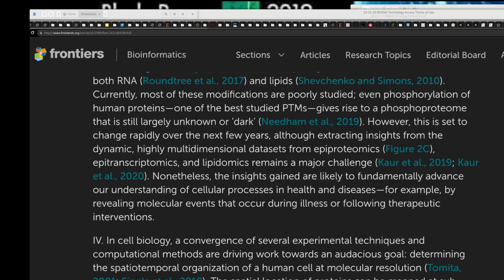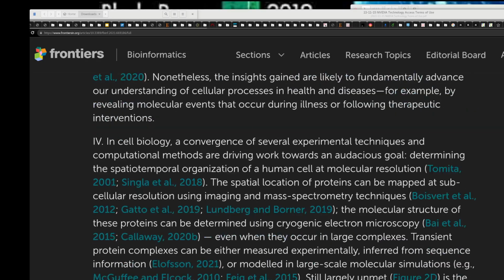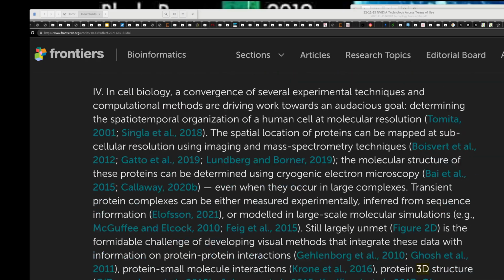Nonetheless, the insights gained are likely to fundamentally advance our understanding of cellular processes in health and diseases, for example, by revealing molecular events that occur during illness or following therapeutic interventions. 4. In cell biology, a convergence of several experimental techniques and computational methods are driving work towards an audacious goal, determining the spatiotemporal organization of a human cell at molecular resolution, Tomita, 2001, Singla et al., 2018.